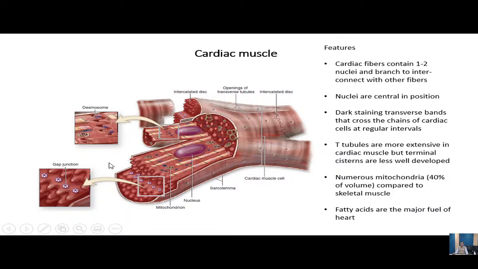Cardiac muscle has numerous mitochondria within it to provide energy, and the major fuel for the heart is fatty acids, which are brought to it through the mechanism of lipoproteins.